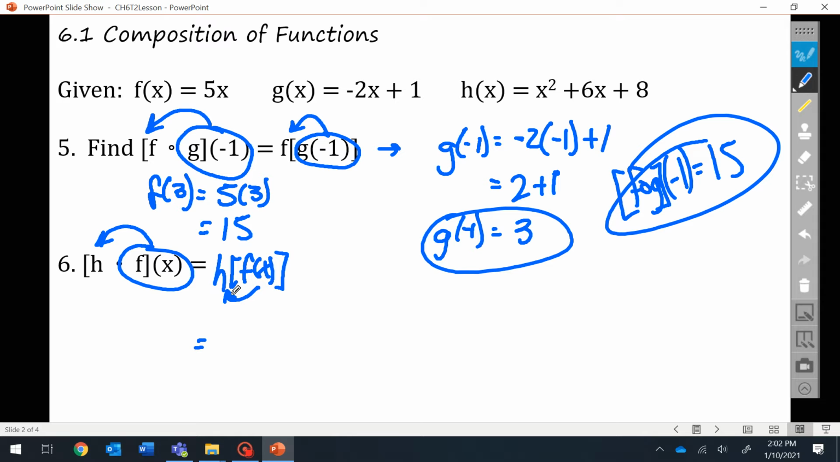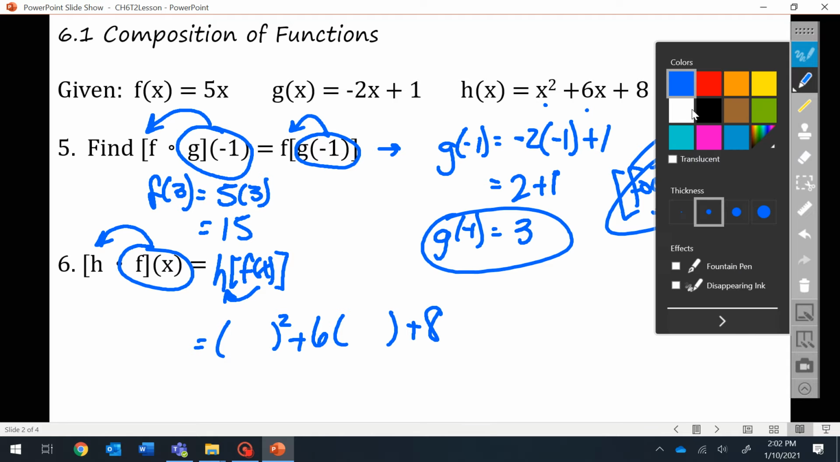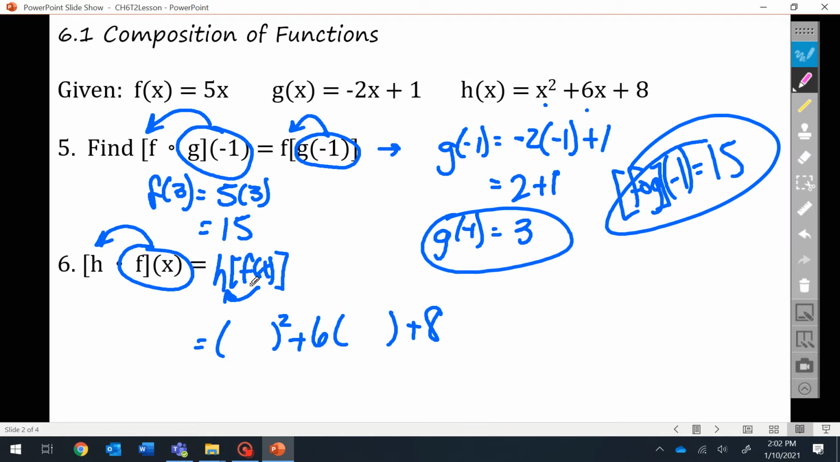So I'm going to write the h function with parentheses where the x's are. So here's the h function. So parentheses squared plus 6 parentheses plus 8. And inside the parentheses I'm putting the f function. So the f function is 5x. So 5x, 5x.